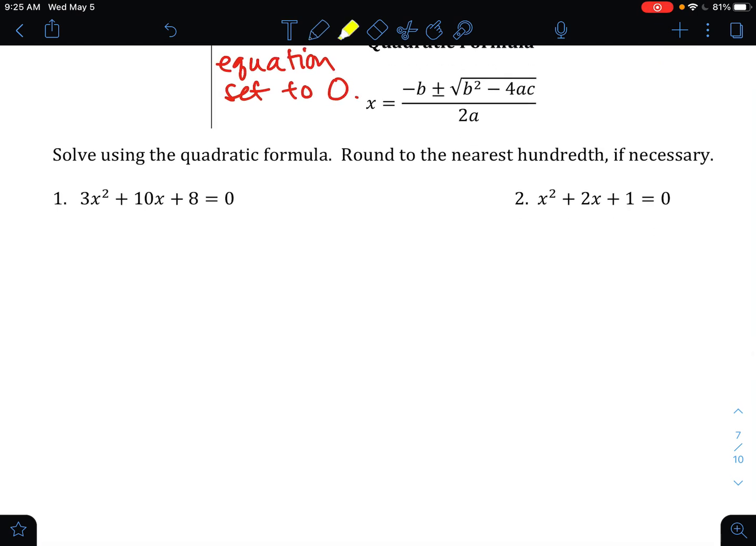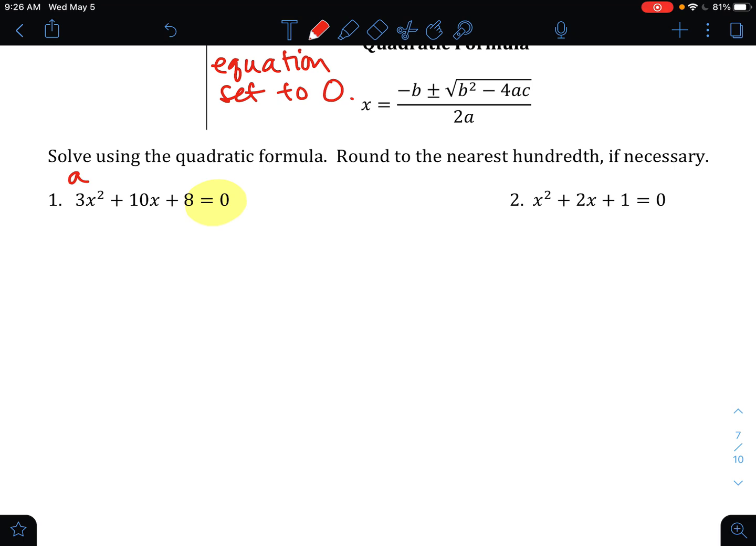Okay, let's look at number 1. I'm going to solve using the quadratic formula. I have a 0 right here, which is great. Notice in my formula, I need to know the a value, the b value, and the c value. Remember that the number in front of x squared is a, the number in front of x is b, and the last number is c. So a is 3, b is 10, c is 8. This formula reads negative b plus or minus the square root of b squared minus 4 times a times c, all divided by 2a.